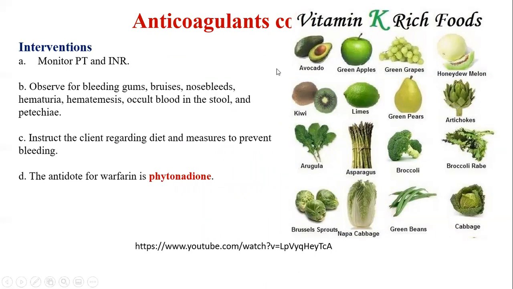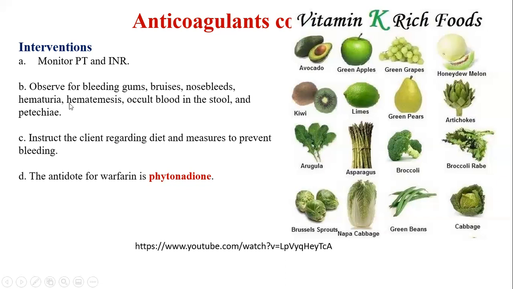Here is a picture showing vitamin K rich foods like avocado, green apple, green grapes, kiwi, lemon, green peas, broccoli, and also beans and cabbage. They contain a good source of vitamin K. So what are the interventions if a patient needs to take warfarin? We monitor PT and INR, and observe for bleeding gums, bruising, or nosebleed.